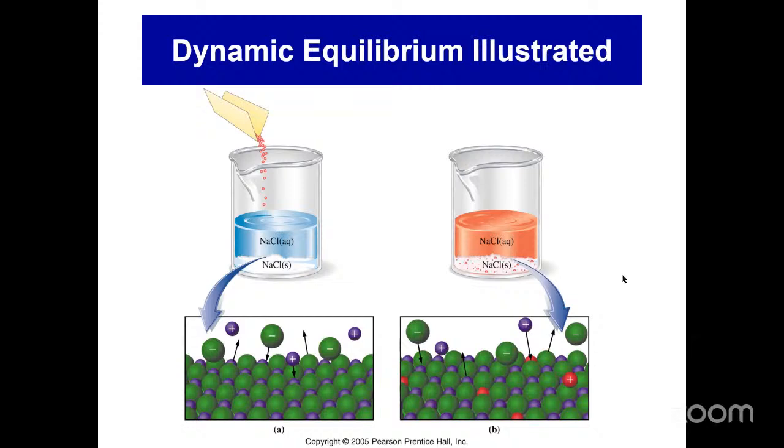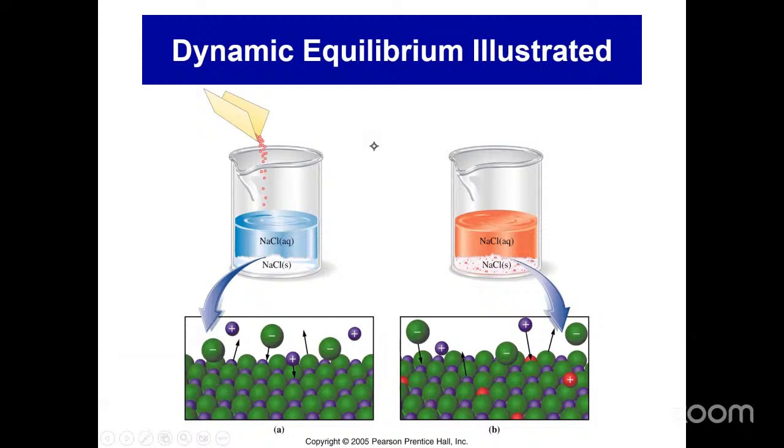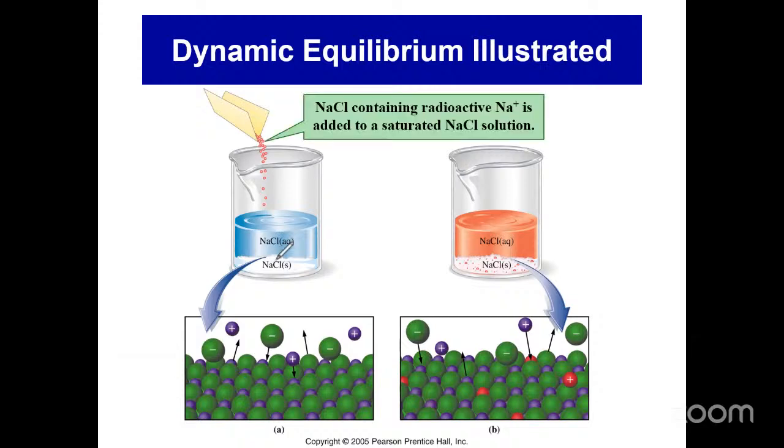What we have here is sodium chloride solid, in equilibrium with sodium chloride aqueous, because this sodium chloride aqueous solution is saturated. So we can represent that using this equation, NaCl aqueous, and then you have NaCl solid. So what we're saying here is that at equilibrium, you have the back and forth.